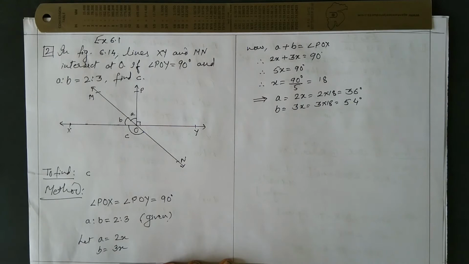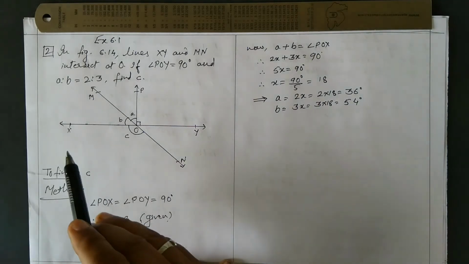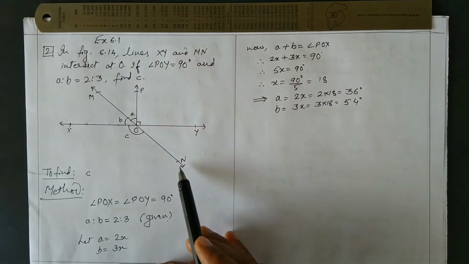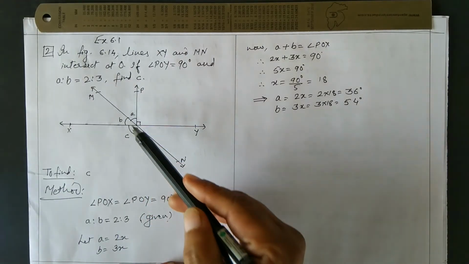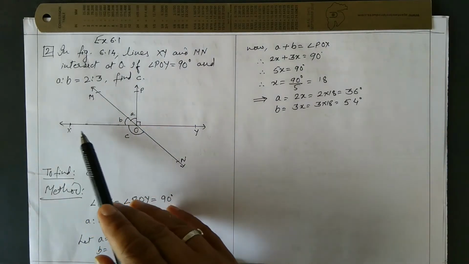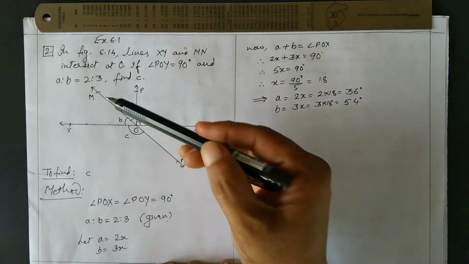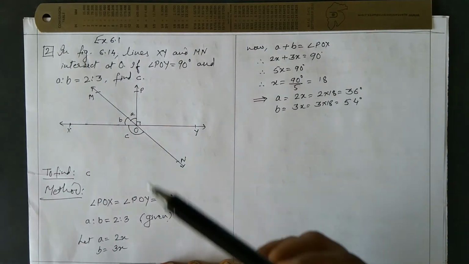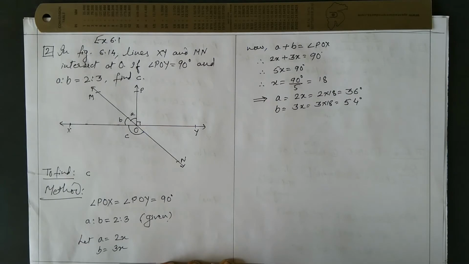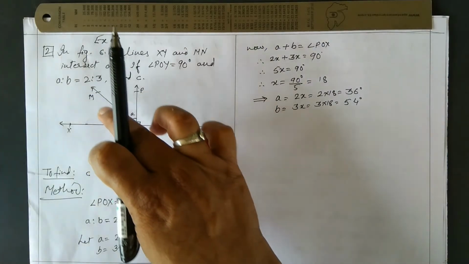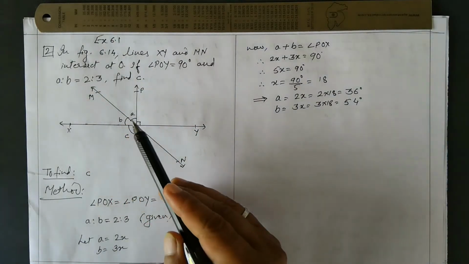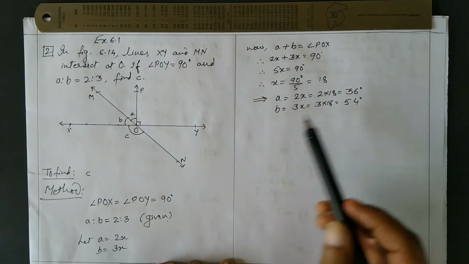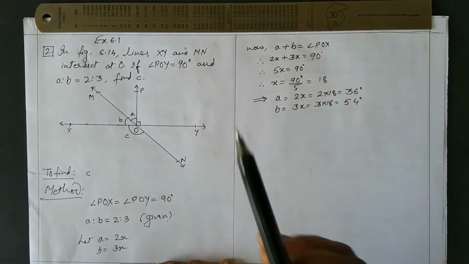ओके, अगर आप ठीक से देखोगे तो angle XON and angle MOY, they are forming a pair of vertically opposite angles. तो हम MOY निकाल सकते हैं. Measure of angle A we calculated 36 and POY is 90 now.